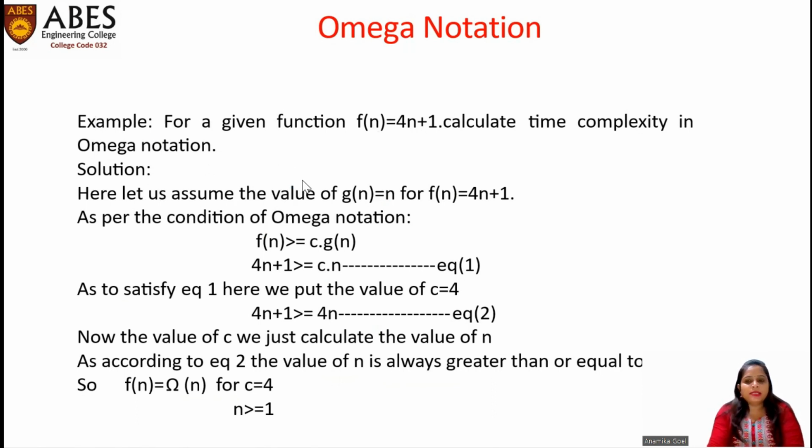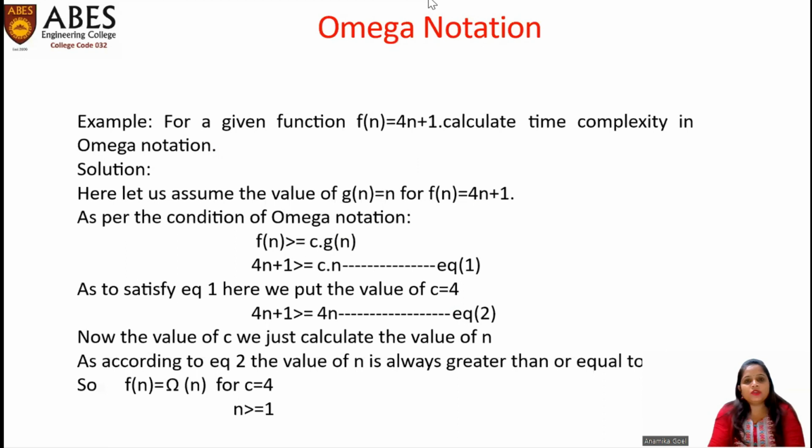Again, a similar problem: I have one function f of n equals 4n plus 1, and we assume the function g of n. Now what is the value of g of n? It is the highest term of the function f of n, that is 4n. Here we ignore the coefficient and constant values, so g of n is equal to n. So put the values of f of n and g of n in the equation of omega notation.